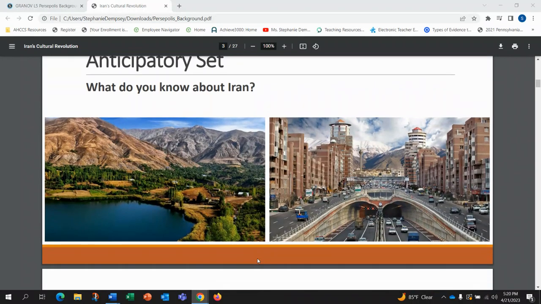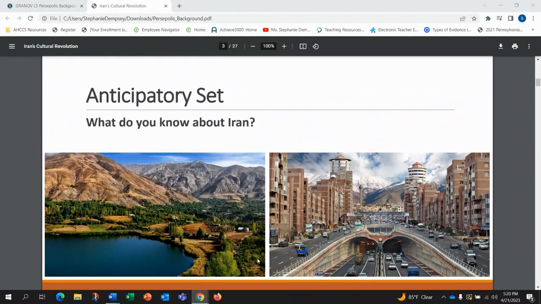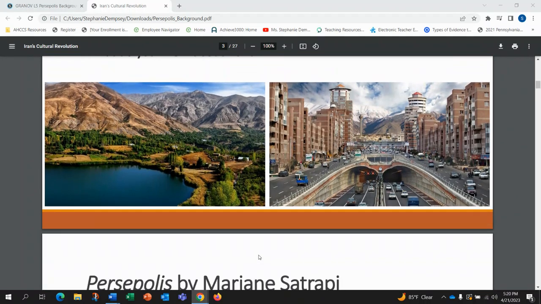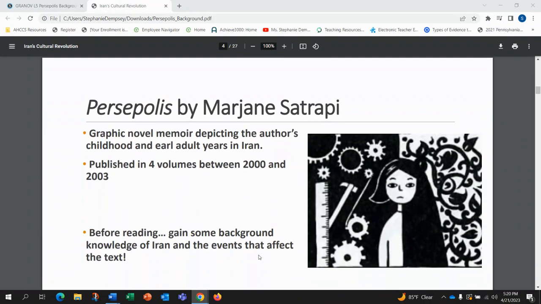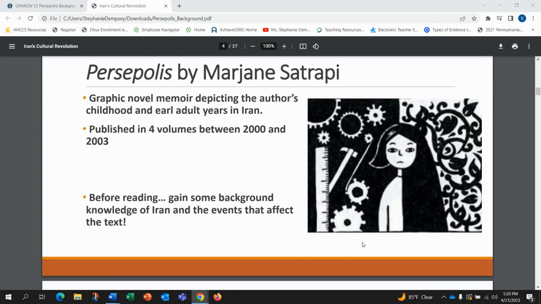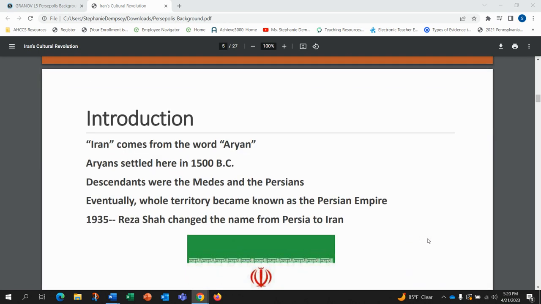Look at these pictures and think about what you know about Iran, if anything at all, or a lot, or a little, or nothing. This is a graphic novel memoir depicting the author's childhood and early adult years in Iran. It was published in 4 volumes between 2000 and 2003. Before reading, we're going to gain some background knowledge of Iran and the events that affect the text.